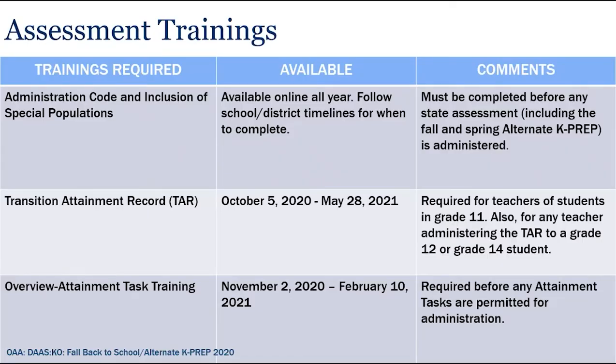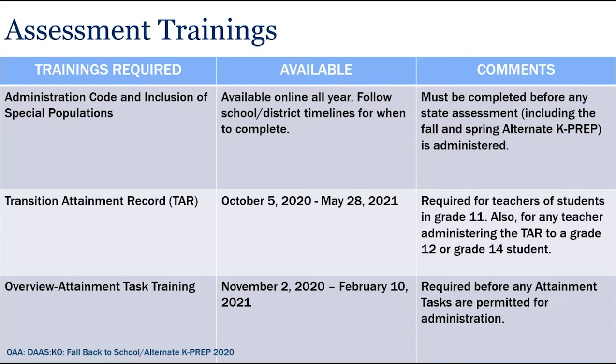Now that we have covered the new changes for the upcoming school year, let's turn our attention to the layout for the assessment trainings. The first training that we should always mention is the administration code and the inclusion of special populations regulation trainings. Both of these trainings will be required for anyone who administers the alternate K-Prep. This year, due to the operational field test not occurring until later in the year, we have pushed back the training dates for the overview and attainment task training.